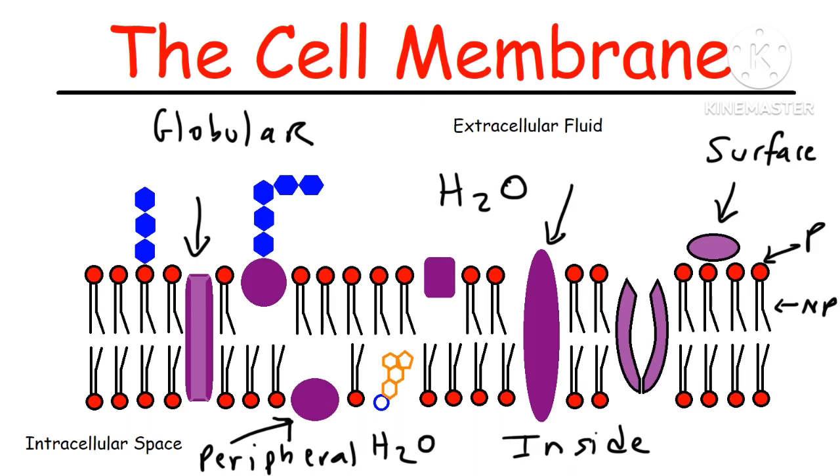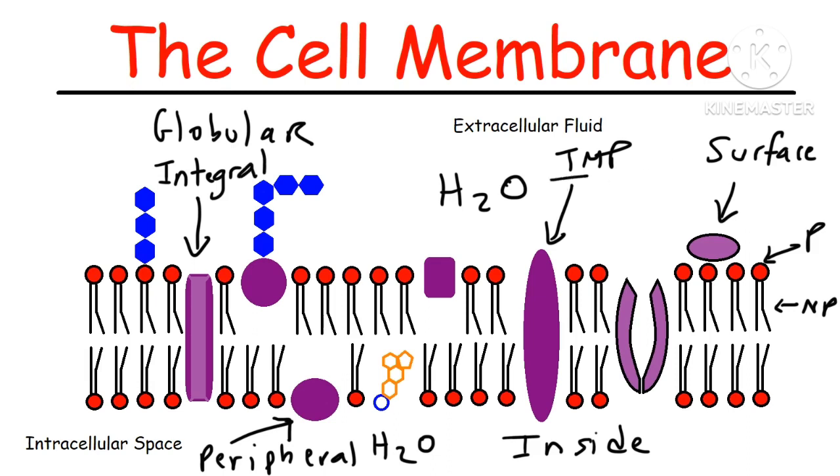Now, how would you distinguish between an integral protein and a transmembrane protein? This protein here is known as a transmembrane protein. I'm just going to put TMP for that since I'm running out of space. A transmembrane protein spans across the membrane. So as you can see, part of it is outside of the membrane and the rest of it is inside of the membrane. This here is called an integral protein. An integral protein is embedded within the membrane.